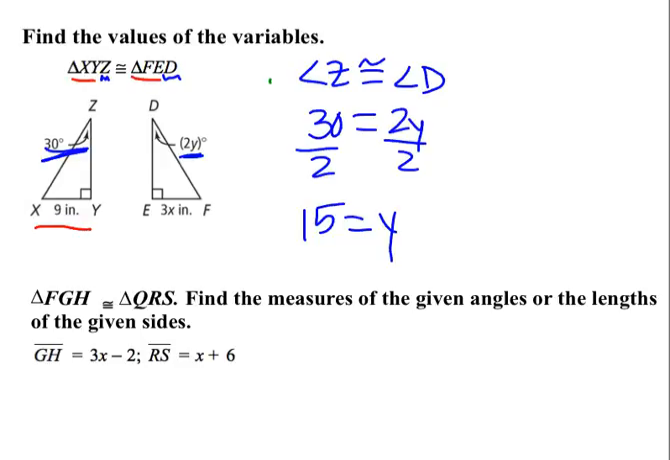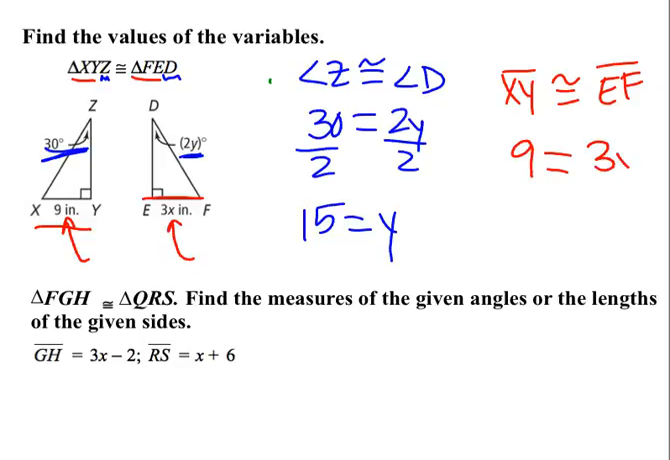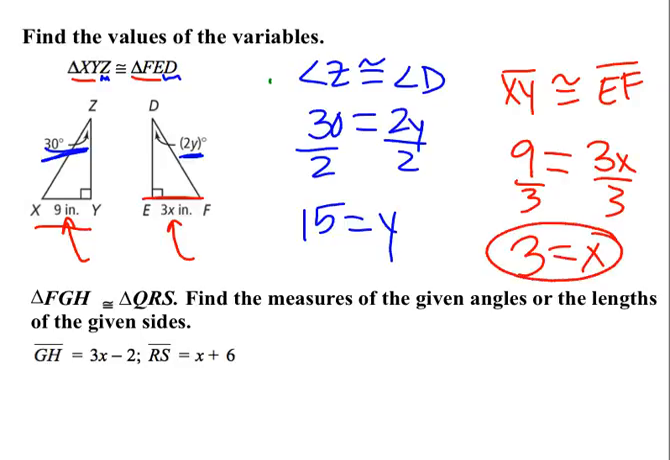Okay, now going down here to XY. XY corresponds to EF. So those guys there are congruent. XY is congruent to EF. Plug in what we know. You know XY is 9, and we know EF is 3x. Get x by itself by dividing. Divide. 3 equals x. Good job, team.